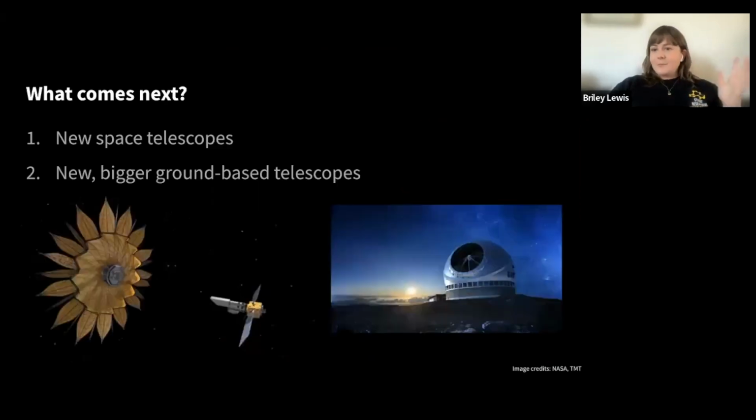And so what comes next? We've seen some of these discoveries. We know we want to see smaller planets, fainter planets, be able to see them in more detail. So there's really two ways forward. One is new space-based telescopes, because going to space gets us away from that pesky atmosphere, makes that a non-issue to deal with. And then the second is new, bigger ground-based telescopes and instruments, because bigger telescopes give us better resolving power to see faint things.